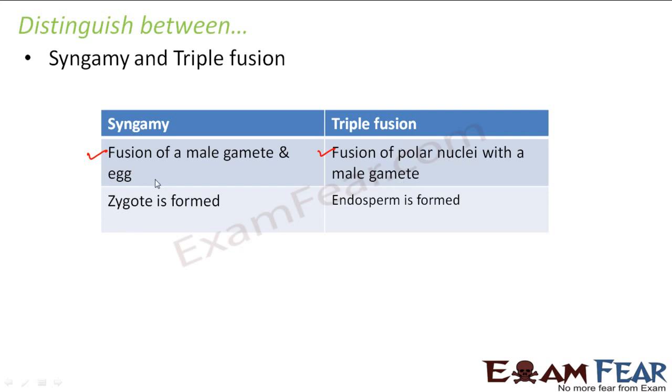So what is the result of syngamy? Zygote is formed which later develops into an embryo, and the result of triple fusion is endosperm is formed. So now the zygote starts developing as an embryo, and this endosperm keeps providing nourishment to that developing embryo. So this is the difference between syngamy and triple fusion.